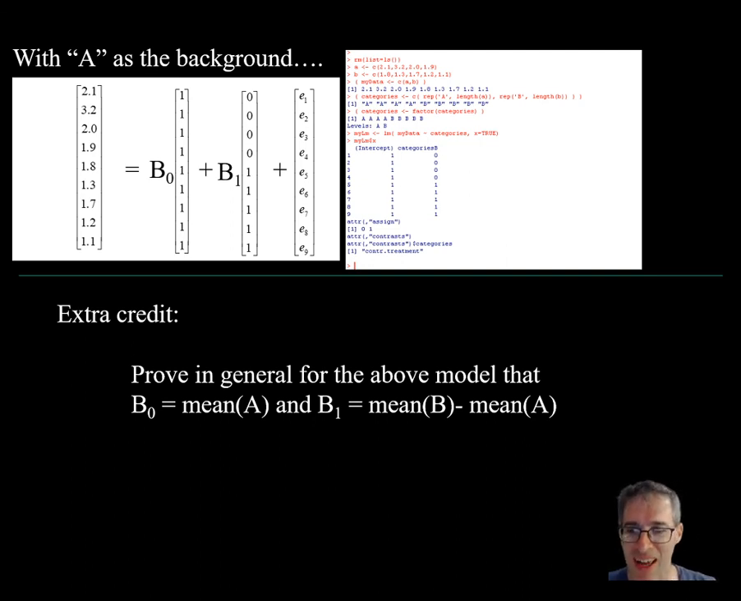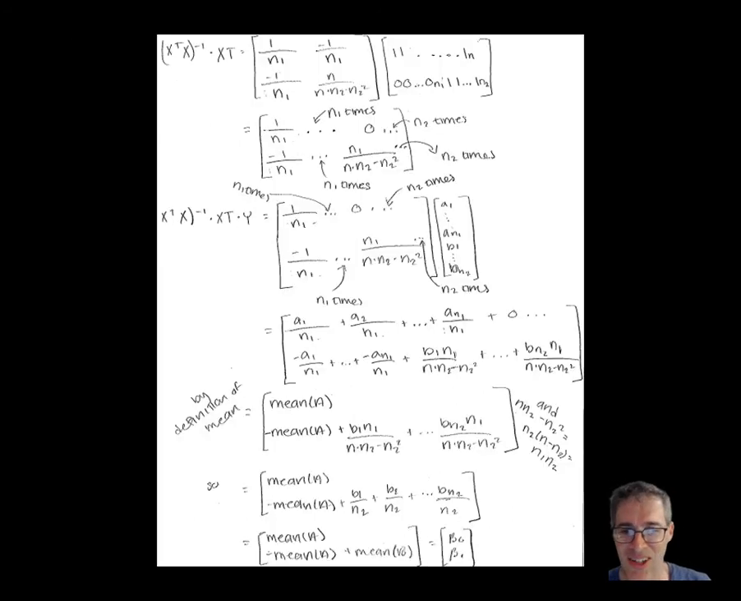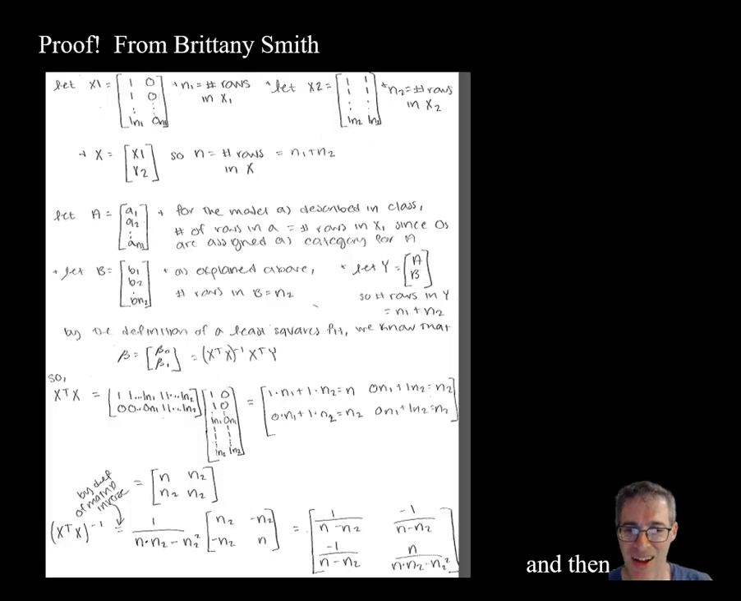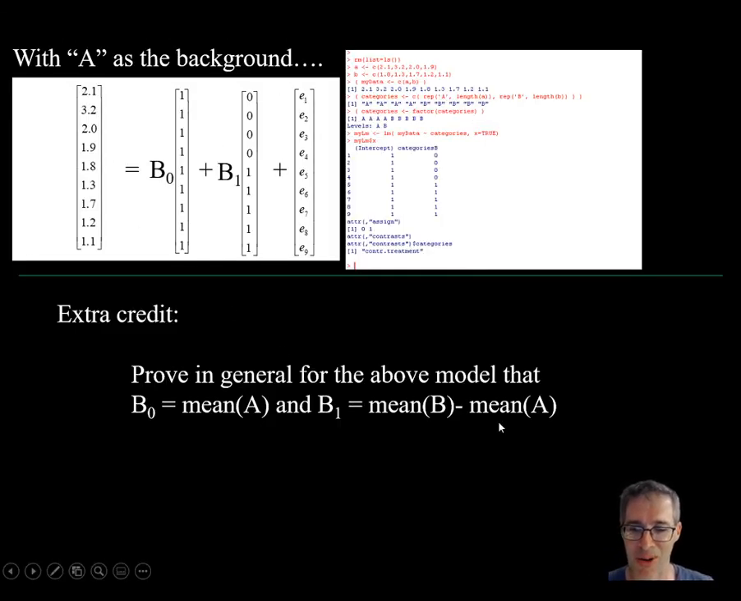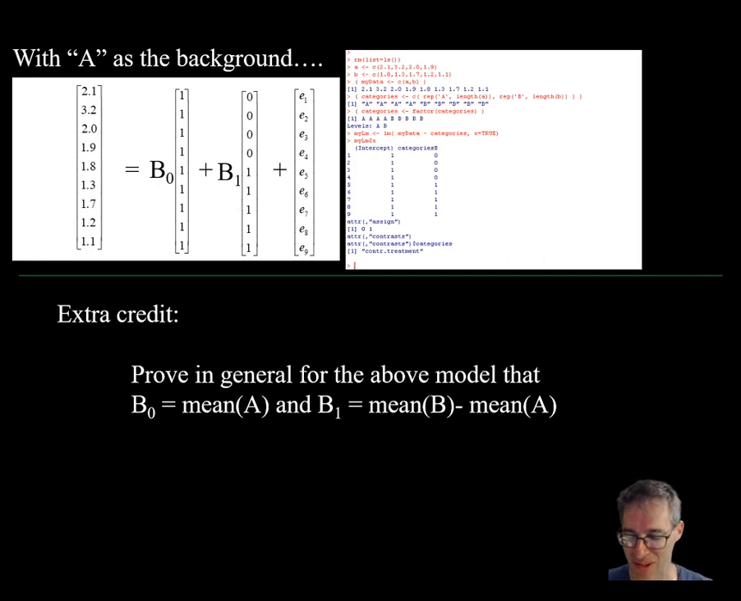But Brittany Smith, a number of years ago, was a master's student in our program, whose background in linear algebra is much stronger than mine, and she took on this extra credit and did this proof. So we won't go through this in detail, but we don't actually have to say that smart people tell us that B0 is mean A and B1 is the difference between the means. Brittany Smith was the smart person who proved this, and this proof is here for your reference if you'd like it.